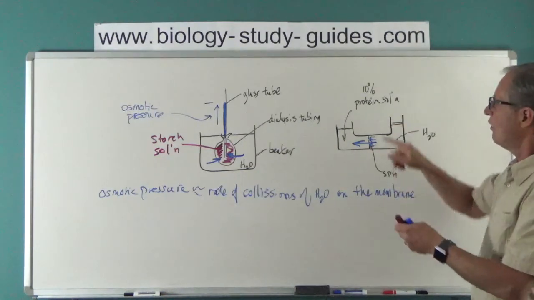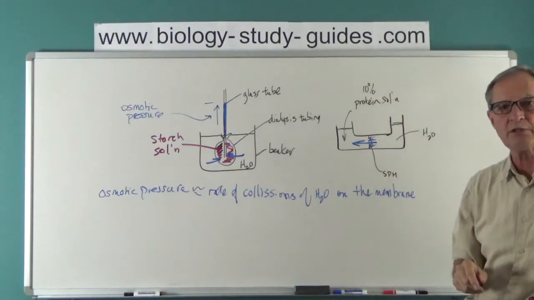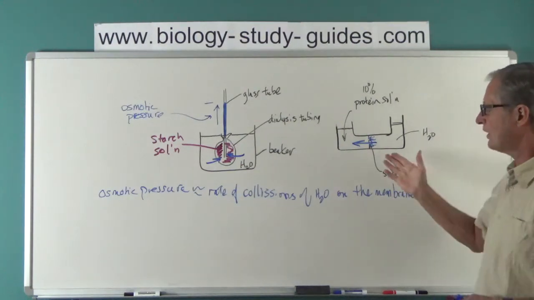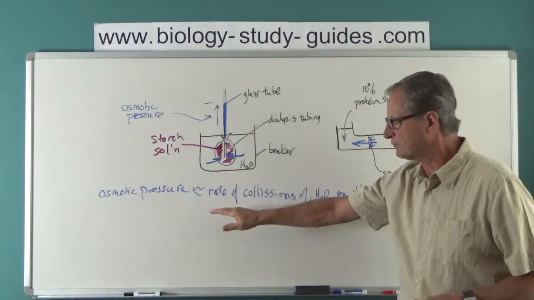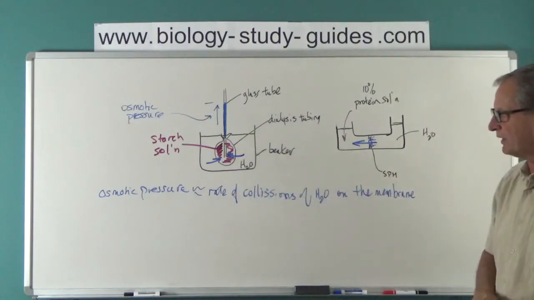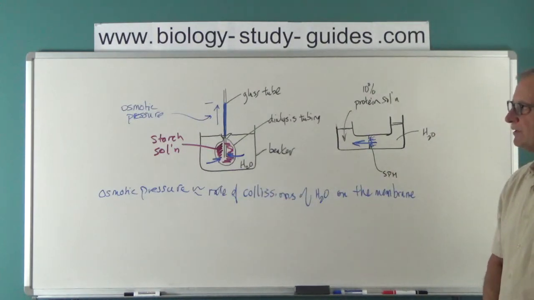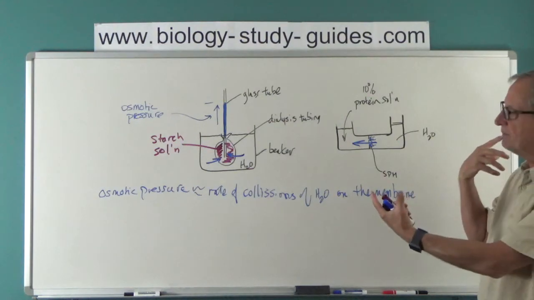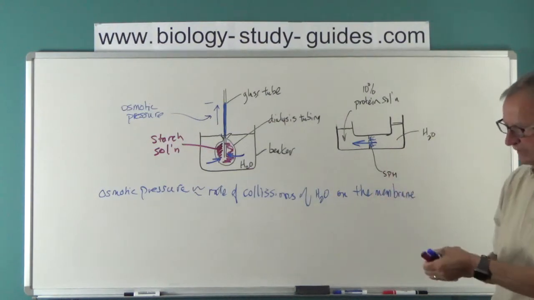If we had a 1% protein solution, that's not going to be very much of a concentration to draw the water over. So we're going to have a lower osmotic pressure because we're not going to get a very big rate of collisions on the membrane. So that's sort of like the experimental apparatus.